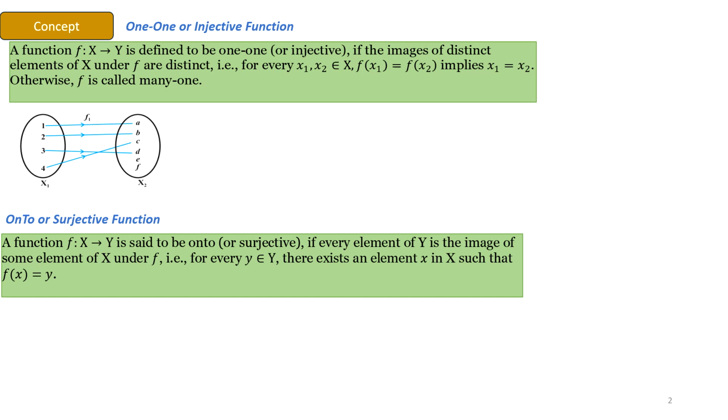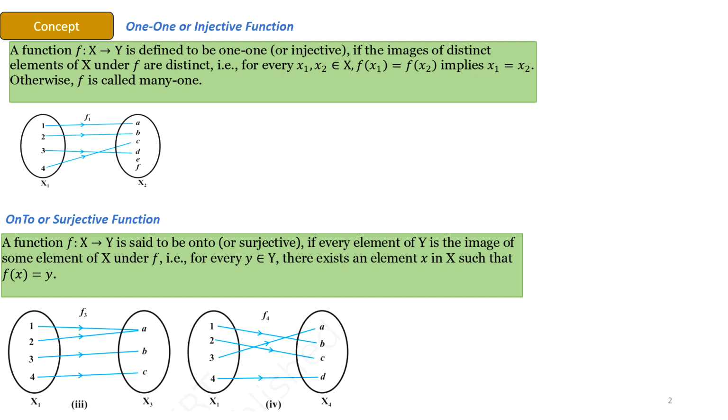A function f: X → Y is called an onto or surjective function if every element of set Y, the codomain, is the image of some element of set X. In other words, for every element y in Y, there exists an element x in the domain such that f(x) = y. f: X → Y is an onto function if and only if the range of f is equal to Y.